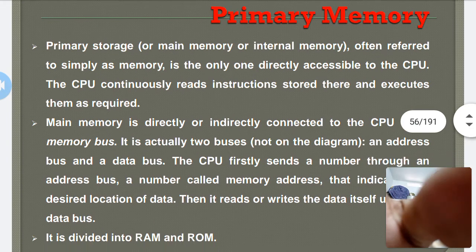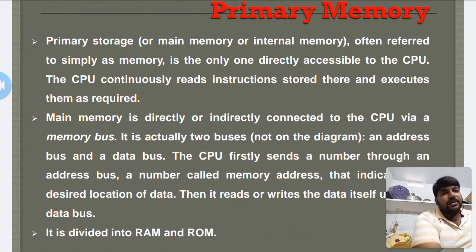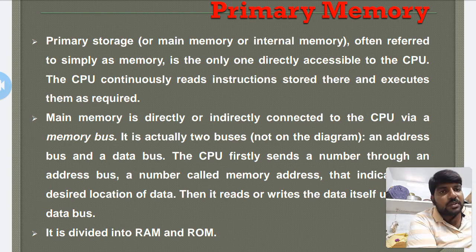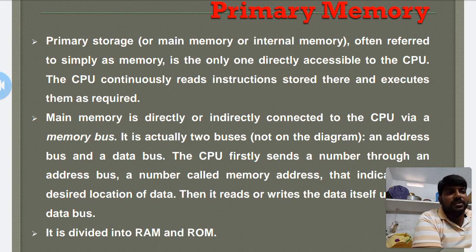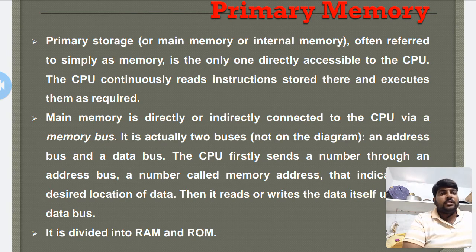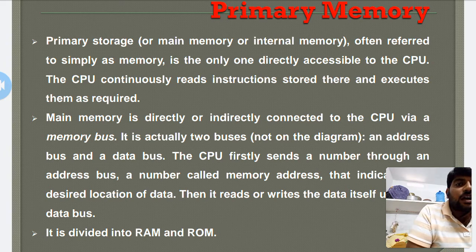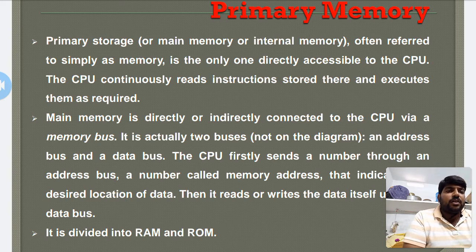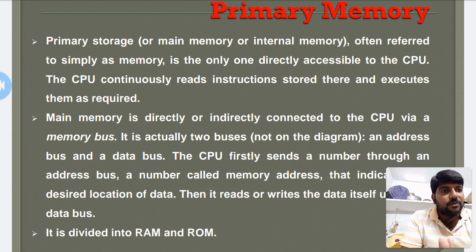Primary memory, or main memory, or internal memory, refers to the memory directly accessed by the CPU. The CPU continuously reads the instructions stored there and executes them as required. The main memory is directly or indirectly connected to the CPU via a memory bus. This is actually two buses, an address bus and a data bus. Two buses are there in any system based on the architecture model, Von Neumann architecture and Harvard architecture.